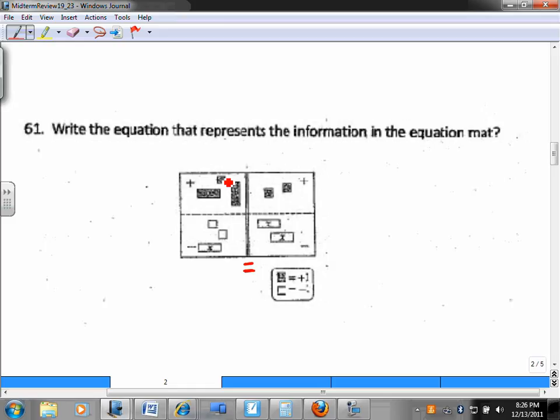These small square tiles are 1 unit tiles because they're 1 by 1, so the area is 1, because 1 times 1 is 1. These small rectangles are 1 by x, so the area is x. So those are x tiles.